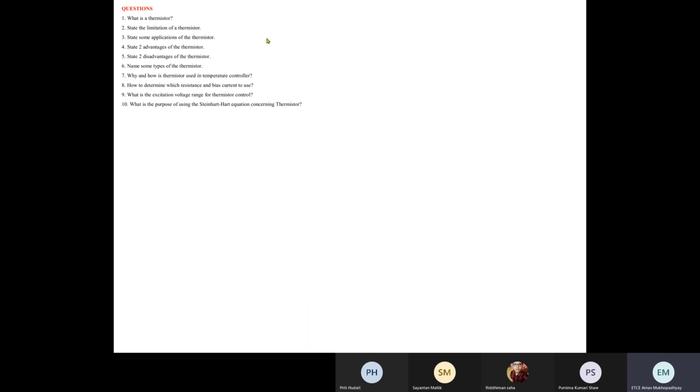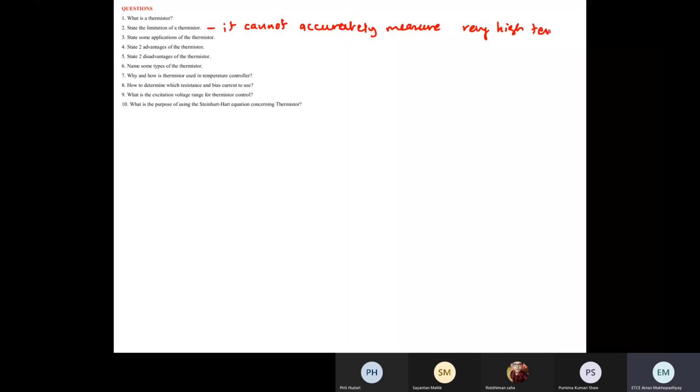So we have the question, what is a thermistor? It's a thermal resistor whose resistance changes depending on the temperature. State the limitation of the thermistor. It cannot accurately measure very high temperature. Generally, its ambient is 50 degrees centigrade, which is good. Some applications: one is the temperature controller. This is a very good application in heaters, ACs, everywhere.